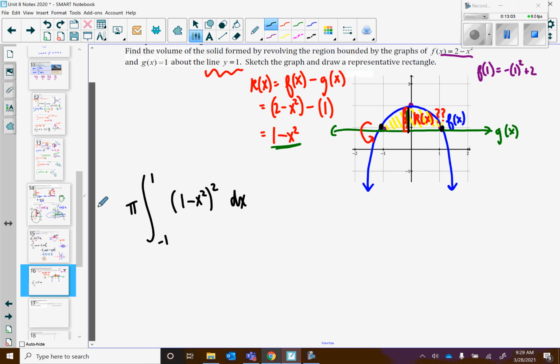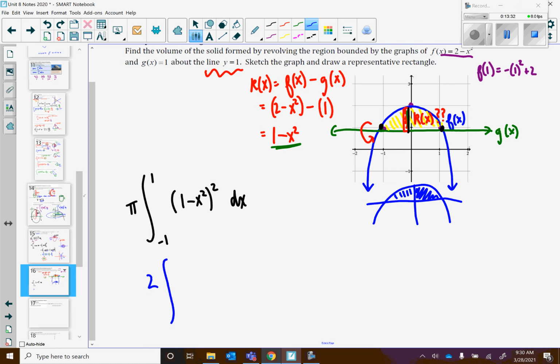And I am going to change this, and I think I talked about this in another video, but I'll say it again, because what I notice is this graph is perfectly symmetric. And sometimes it's easier to evaluate integrals when they start at 0. So instead of doing this entire integral, because I know this half is going to be the same as this half, I can write this as 2 times the integral from 0 to 1 of 1 minus x squared, squared, dx, and I don't want to forget that pi.